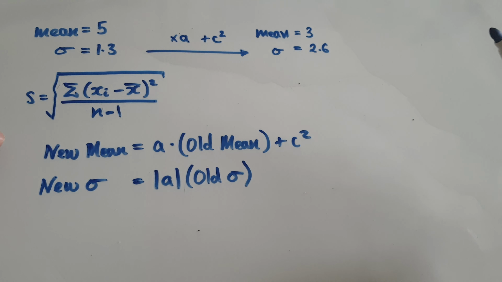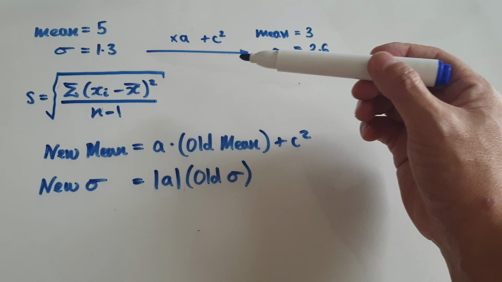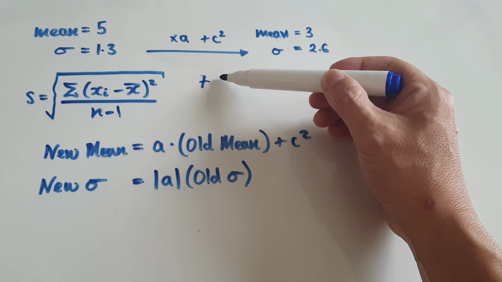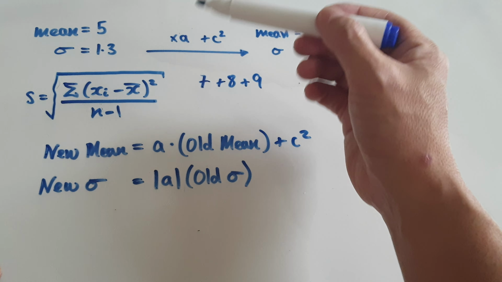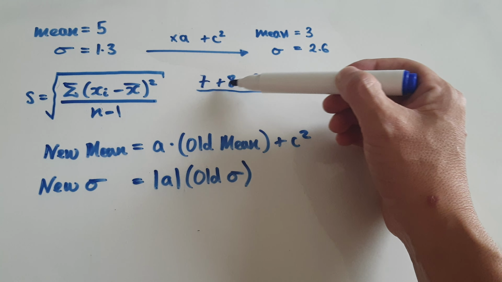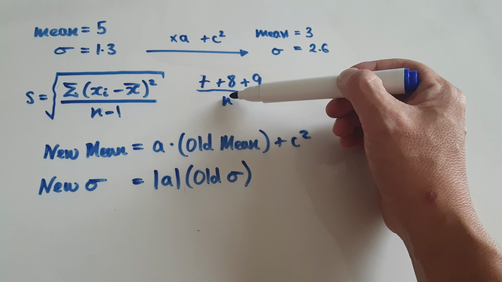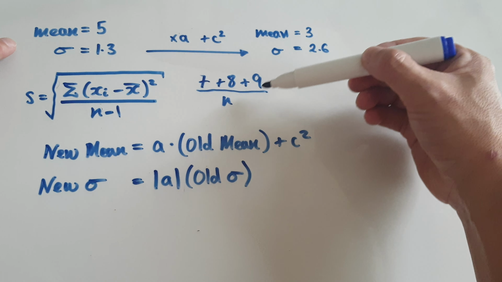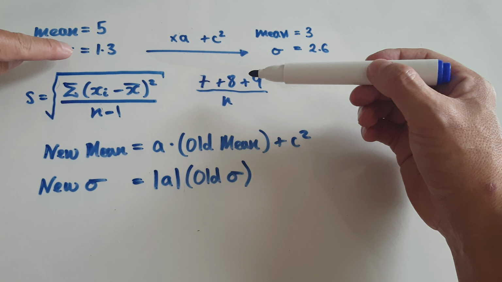So to do this, you're expected to know that... let's try and understand the situation. So just imagine you've got 7 plus 8 plus 9. And then to work out the mean, you would divide it by the number of the data set. So here, in our case, n is 3. So what this is saying is that imagine the whole mean here is 5, and the standard deviation is 1.3.